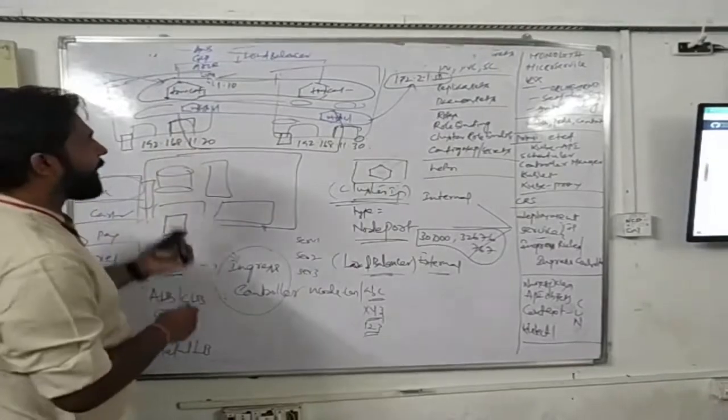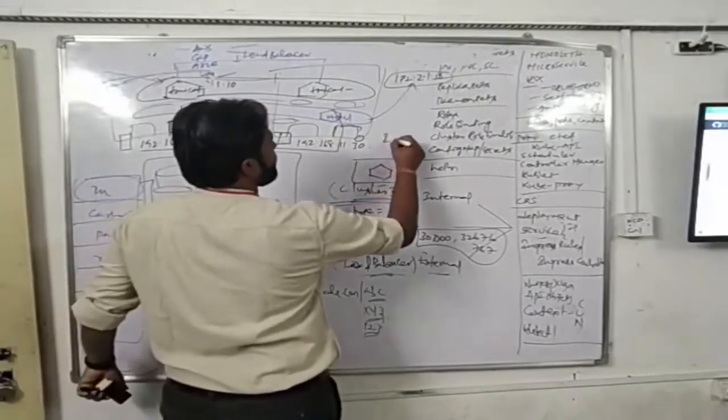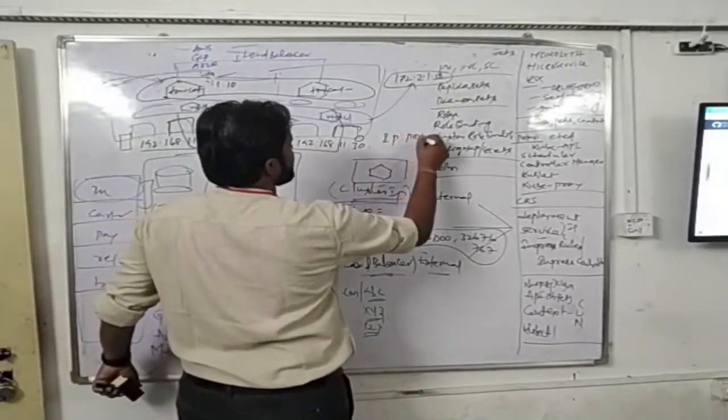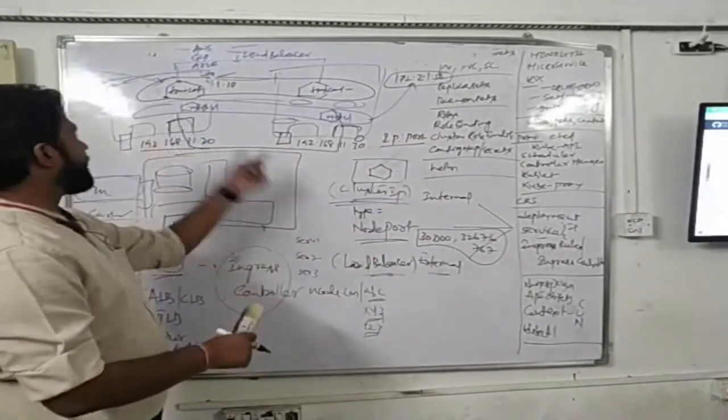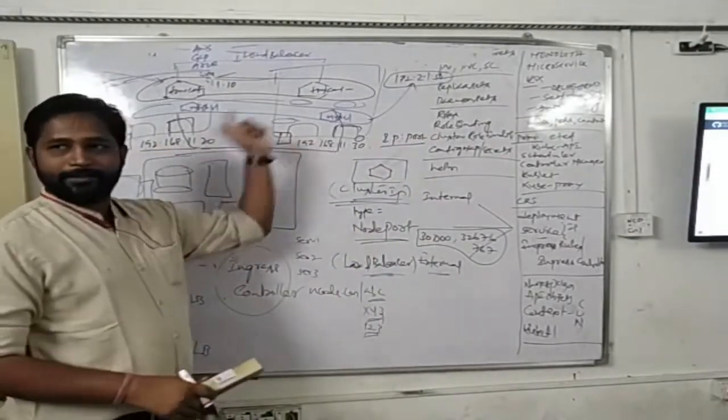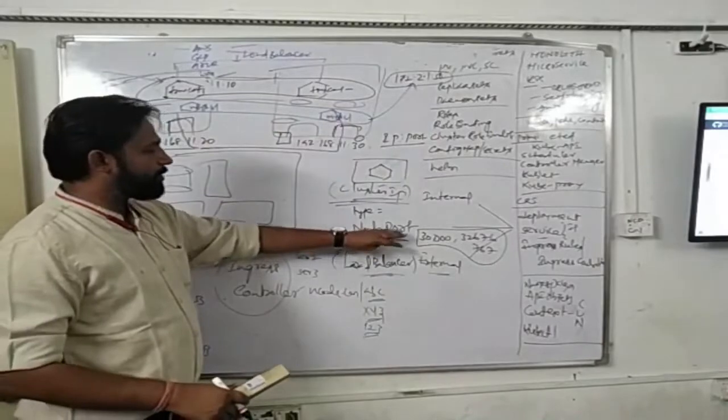Normally anything that we access is IP colon port, right? That's how we access it. So you can access it using this or anything. So node port is usually internal.